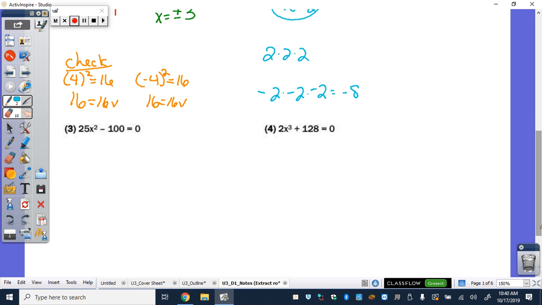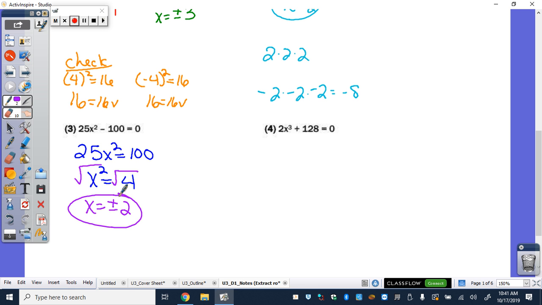My third example here, we could factor it, but because I only have the x squared, I'm not going to actually do that. I'm going to start off by adding my 100 over to get it away from my x squared. And then what do we want to do with that 25? Divide. So divide by 25, and we get x squared equals 4. Take the square root of both sides, and we get plus or minus 2.